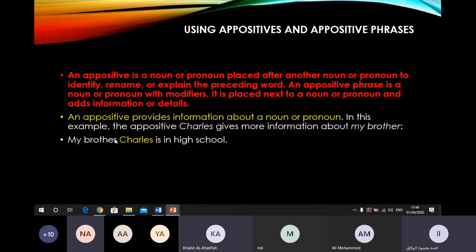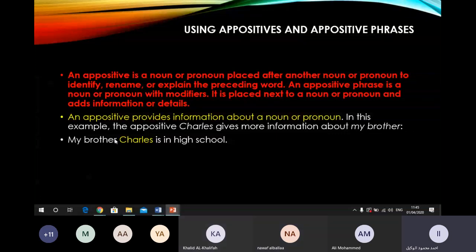Teacher, I didn't understand. Okay, Nawaf. Simply, you have two nouns. Remember, Nawaf, when we had proper adjectives, or nouns used as an adjective, you have two nouns, right? Like Italian pizza. Italian is a noun, pizza is a noun, right? And Italian is acting like an adjective. Here we have the opposite. When you have two nouns, the second one is placed in order to identify, rename, or explain the one before it.